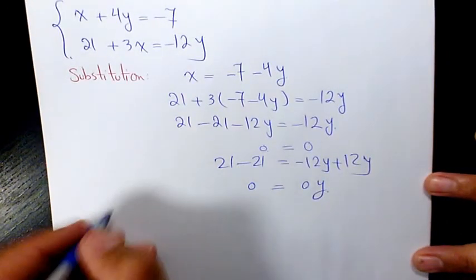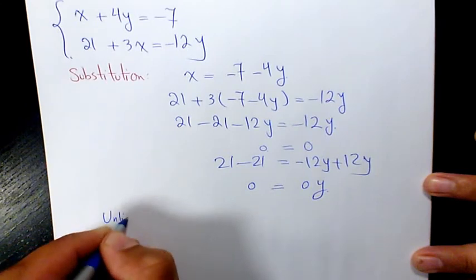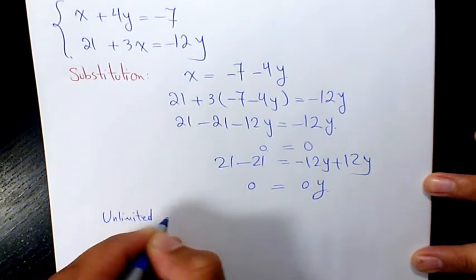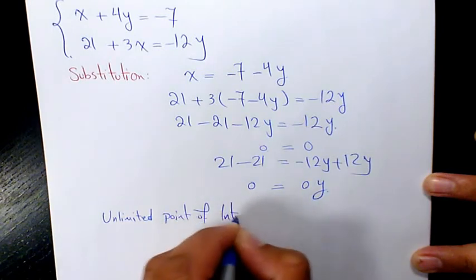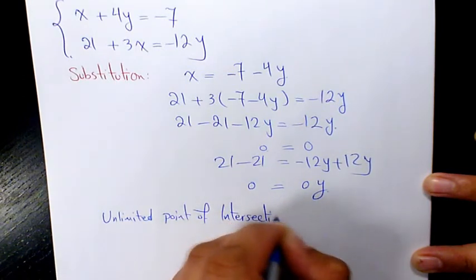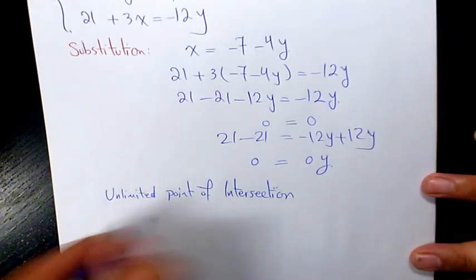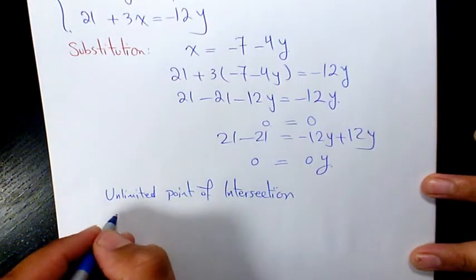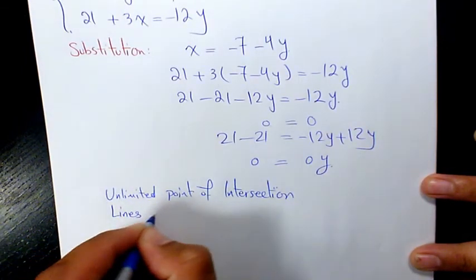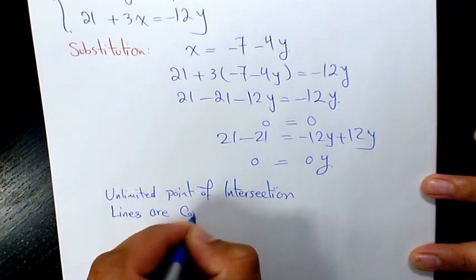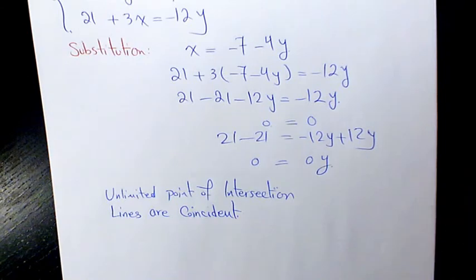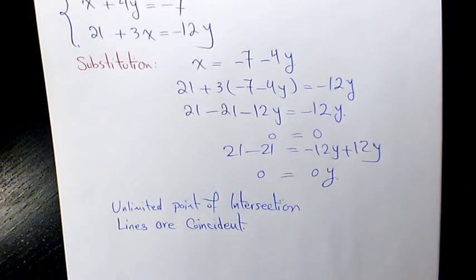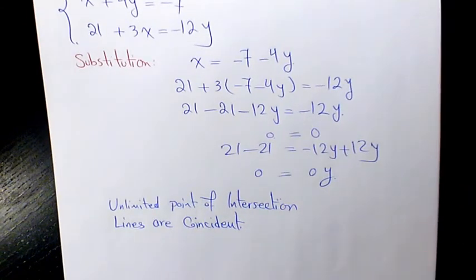So we're going to say there are unlimited points of intersection. It means that the lines are coincident. So that's why we have billions of points of intersection. Let's see the next example.